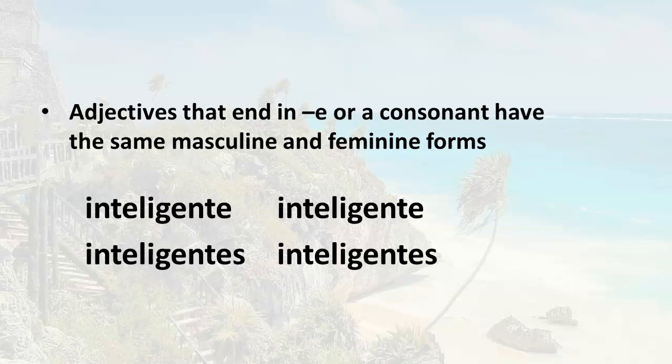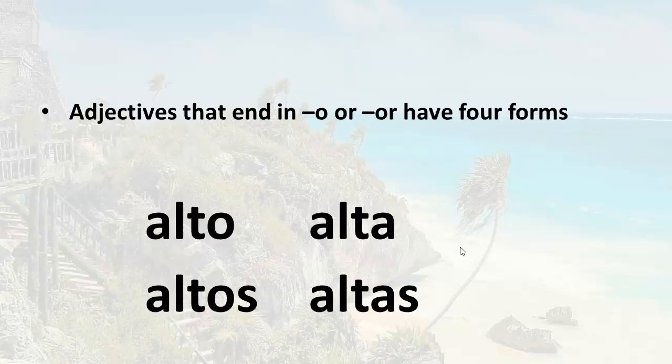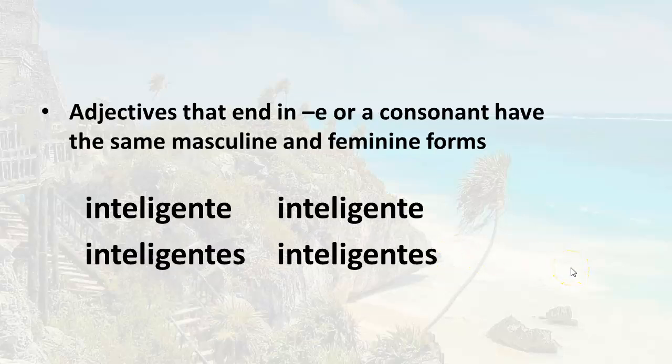We learned that adjectives that end in E or a consonant have the same masculine and feminine forms in the singular and in the plural. So basically you only have two forms for these type of adjectives. The other ones, I call these four-form adjectives. These adjectives, I call them two forms because you just have a singular and a plural form.